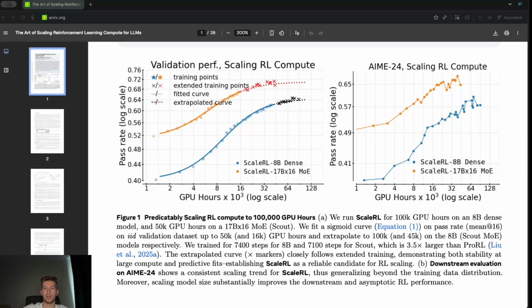So this curve gives us a predictive equation centered on two numbers. There is number A, the asymptote. This is the performance ceiling, the ultimate reward the model can achieve regardless of how much compute you throw at it. And then we have B, the compute efficiency. This is the speed, so it determines how quickly you ascend the curve. And the real magic is that by fitting the curve using only low compute runs, starting at about 1.5k GPU hours, they could accurately predict the model's final performance even out to 100,000 GPU hours. This capability turns guesswork into predictable scaling science.